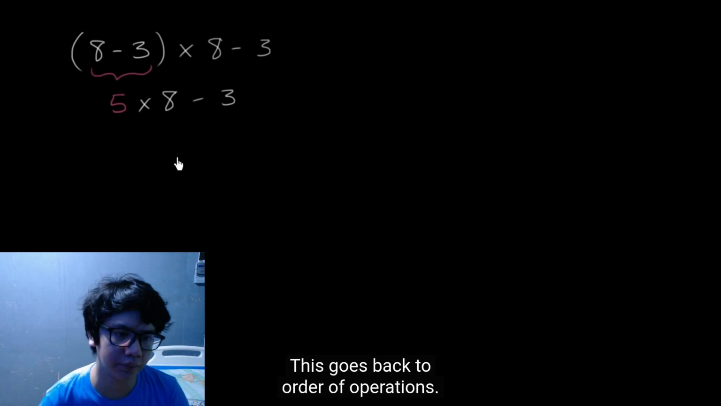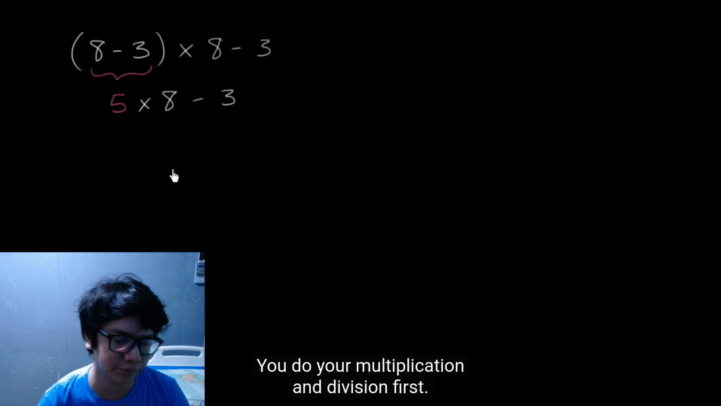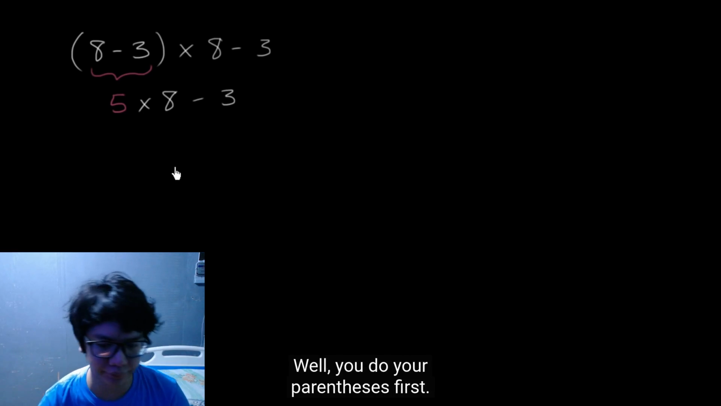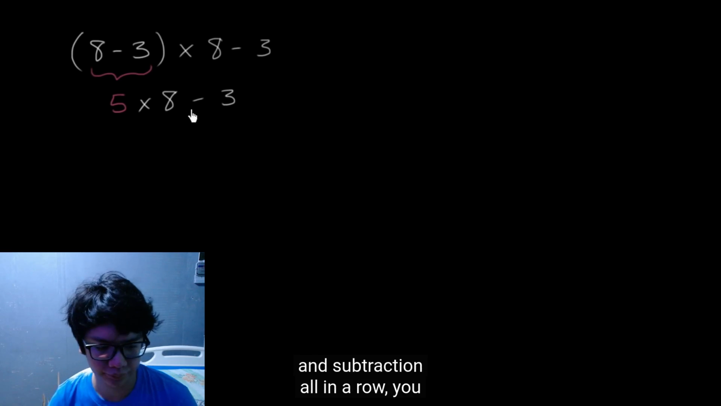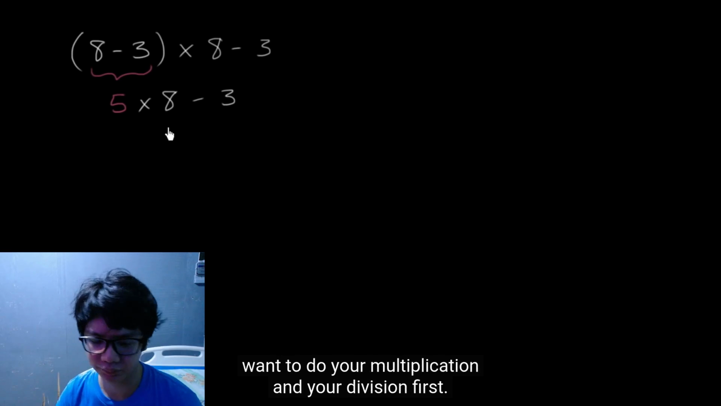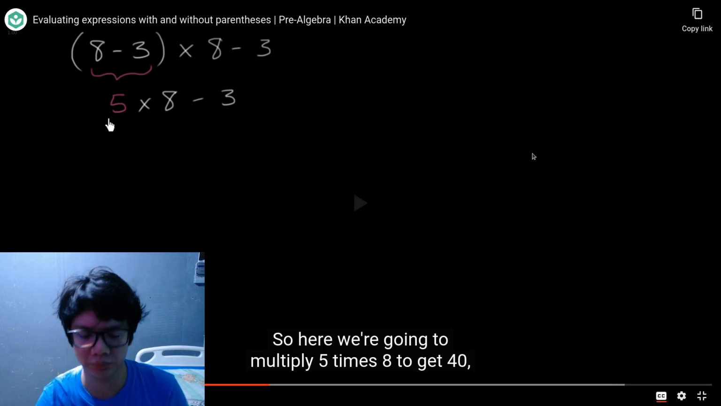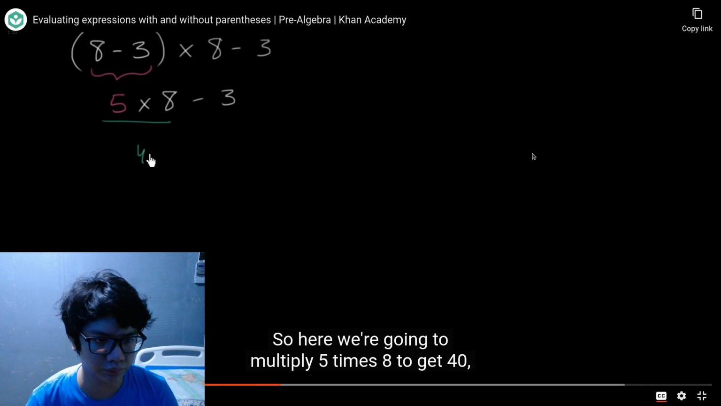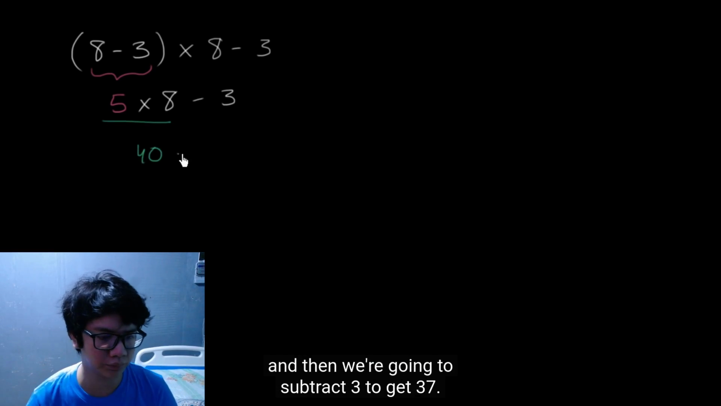And now we want to do the multiplication before we do subtraction. This goes back to order of operations. You do your parentheses first. Then, if you have multiplication, division, addition, and subtraction all in a row, you want to do your multiplication and your division first. So here we're going to multiply 5 times 8 to get 40. And then we're going to subtract 3 to get 37.